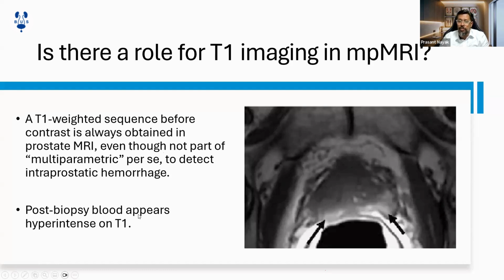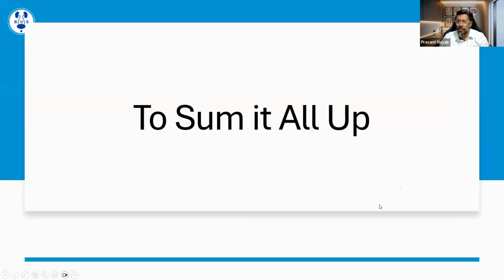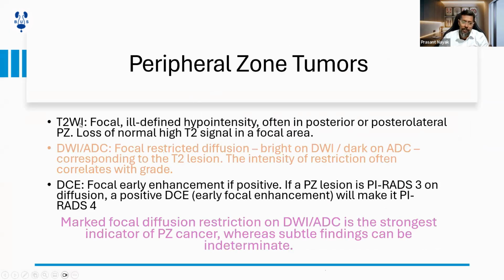So post-biopsy blood appears hyperintense on a T1 weighted image. So probably that is the only role of T1 weighted imaging, either as part of a DCE or a T1 weighted post biopsy. You can see that hemorrhagic area here. So that's the idea of T1 weighted imaging on an mpMRI.